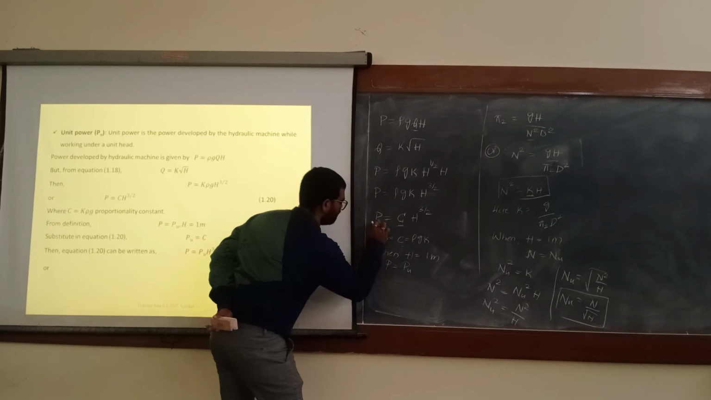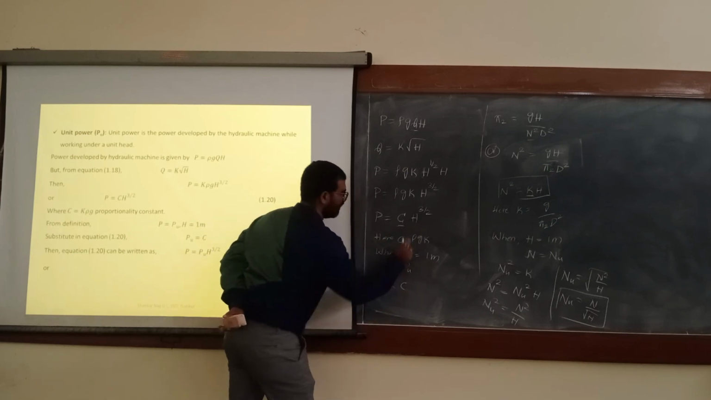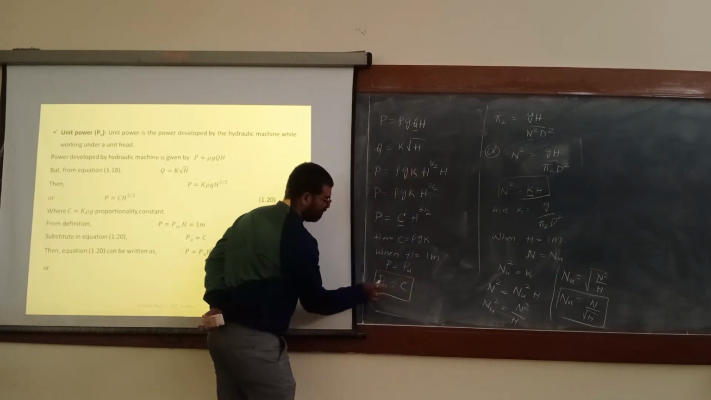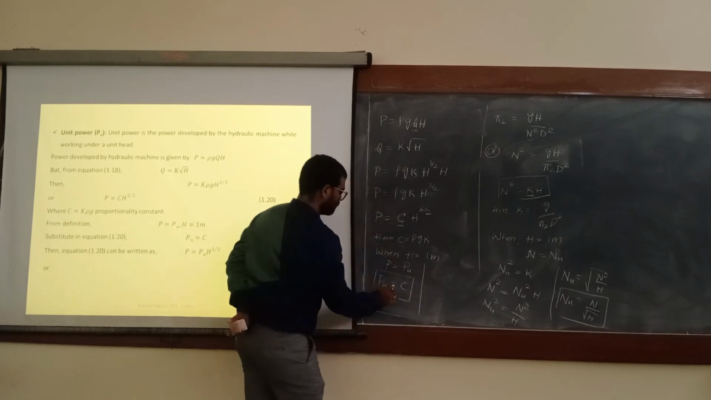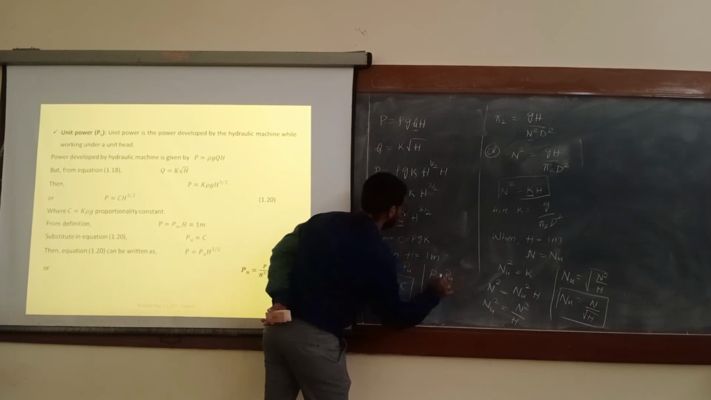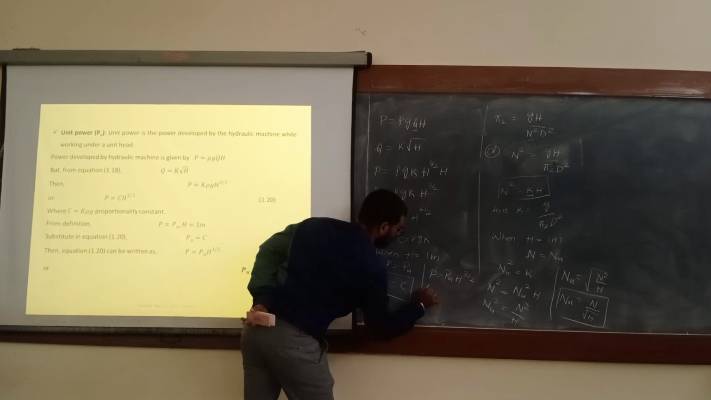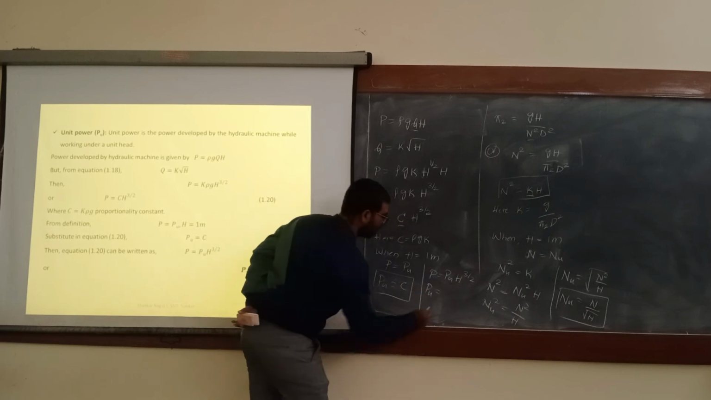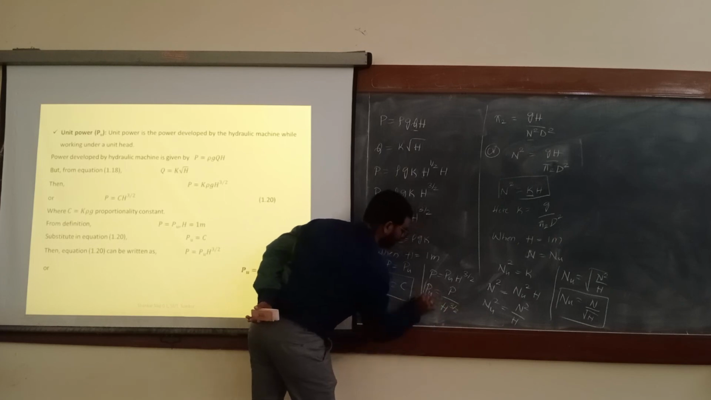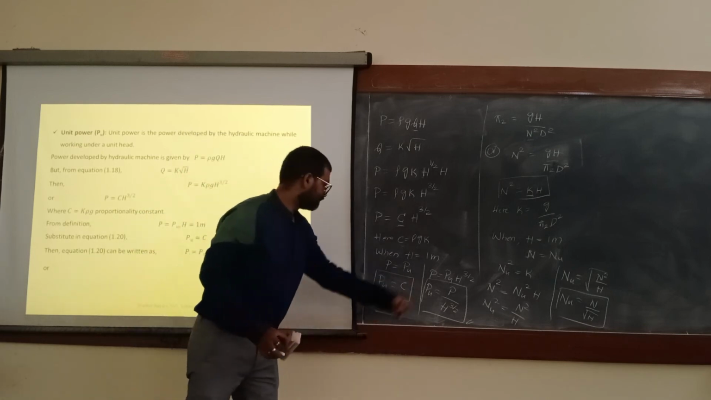So in this equation, in place of P, there is unit power. C, H is equal to 1 meter, 1 to the power of 3 by 2 means 1 only. The constant value will be unit power here. So substitute the C value here: P is equal to unit power into H to the power of 3 by 2. Or what is the unit power? P divided by H to the power of 3 by 2. This is the expression for unit power.